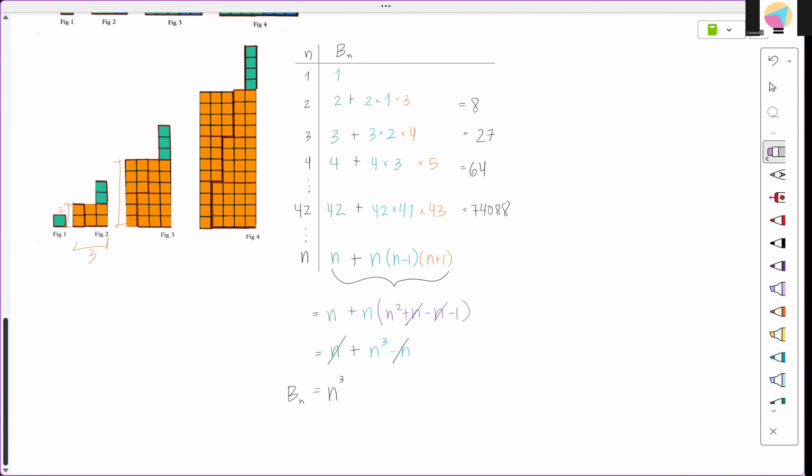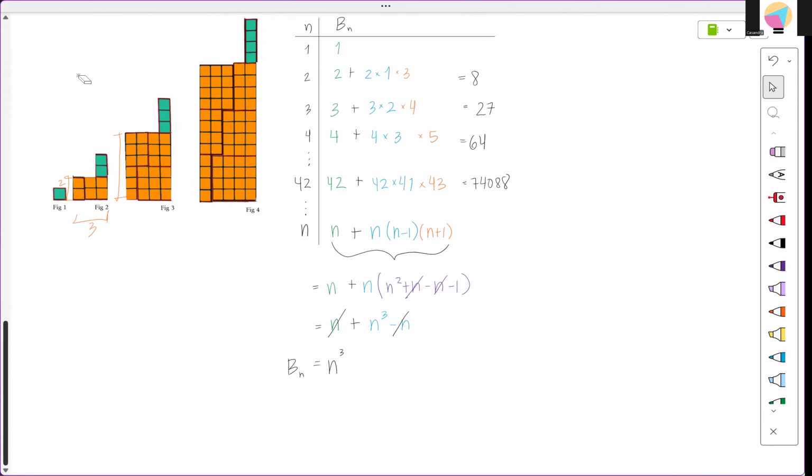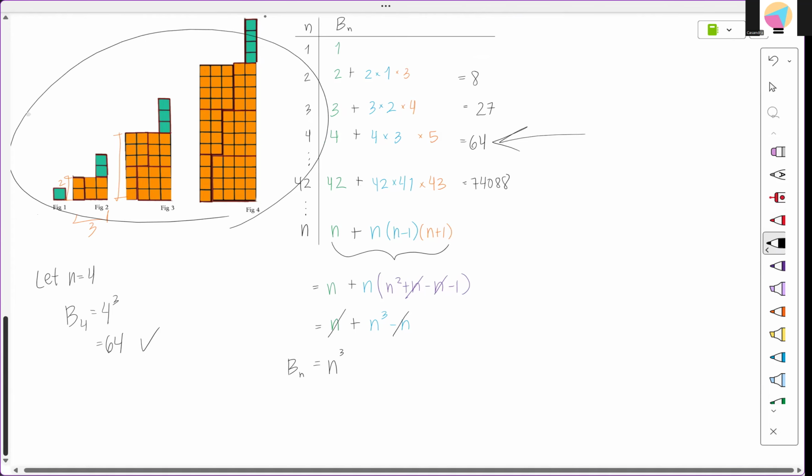So if I were trying to justify this using, for example, figure 4, I would do it over in this empty space over here. I would say let n equal 4. Then the fourth figure would have 4 cubed. That's 64. And I got 64 when I did it the last time. So yes, I have verified that it works for n equals 4. I could also verify that it works for n equals 3. But I can only verify it for ones that I already know the answer to.